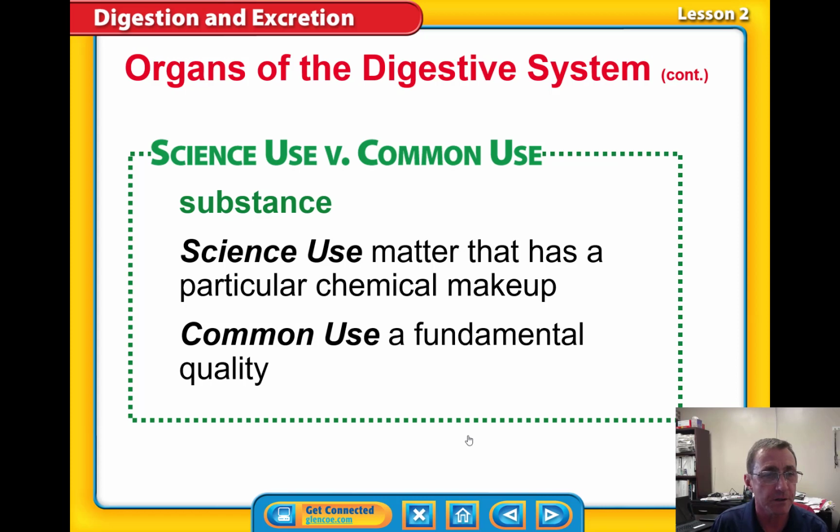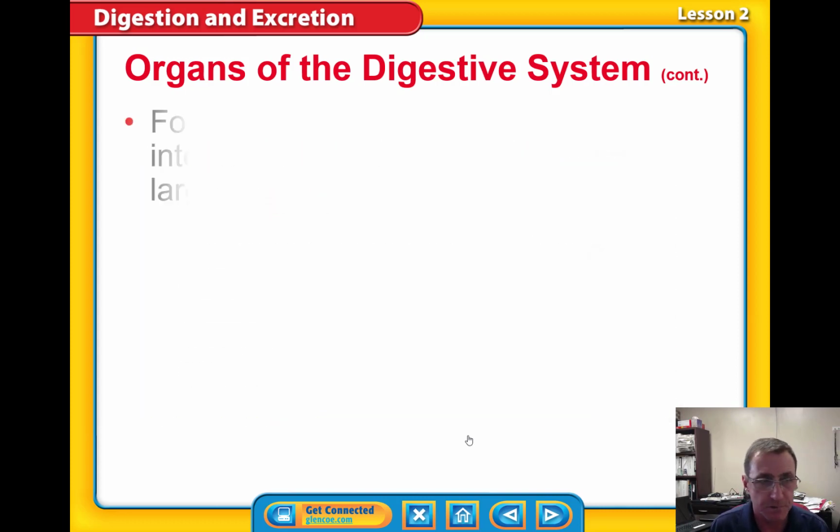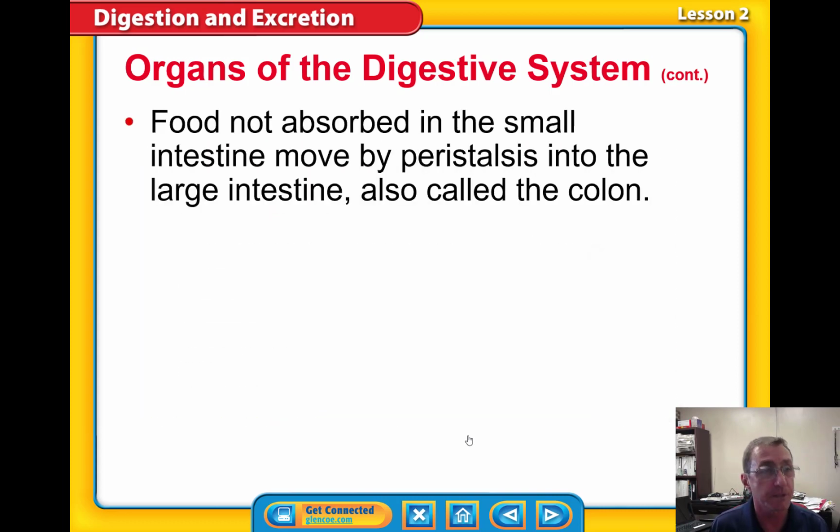They put this in here. I'm not sure this is super worth knowing, but in science, we use matter that makes up a particular chemical makeup. In other words, it has a consistent chemical makeup. It's called a substance. And that substance is consistently the same at the chemical, molecular level. In common use, it just means a fundamental quality. So I'm just going to read that and move on.